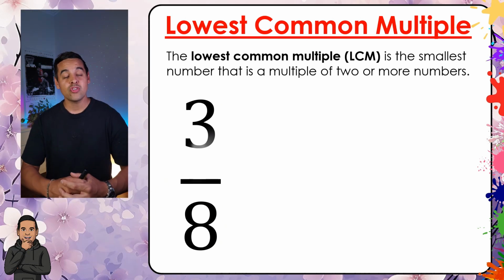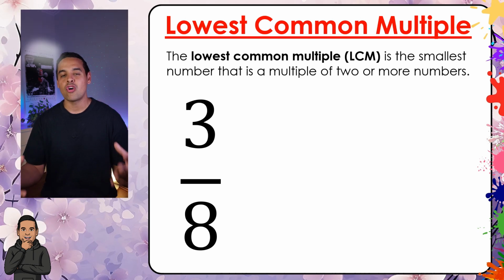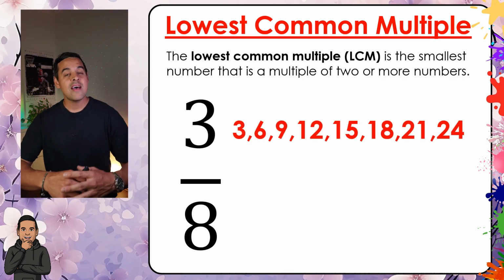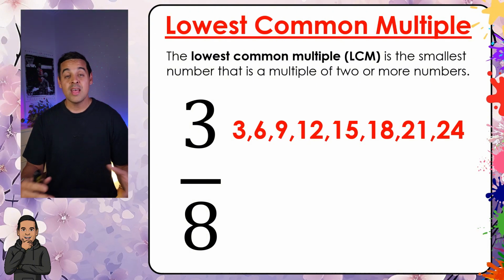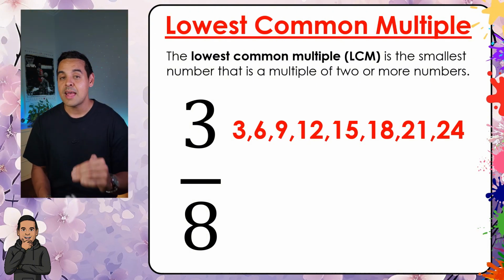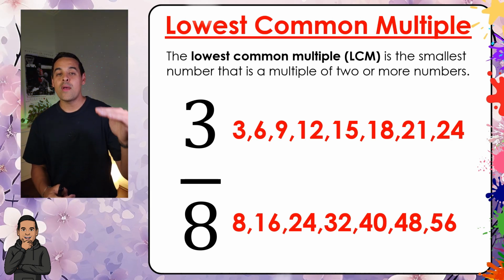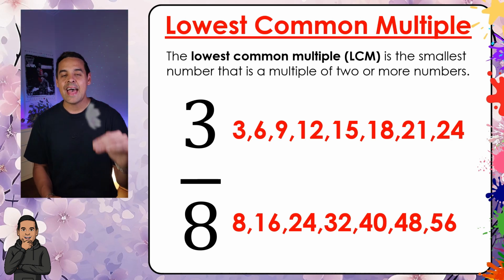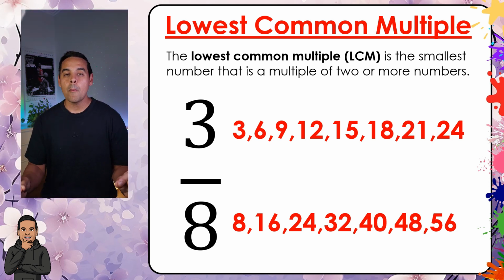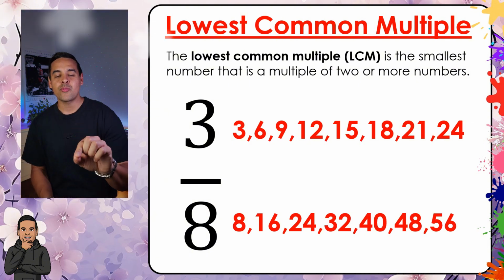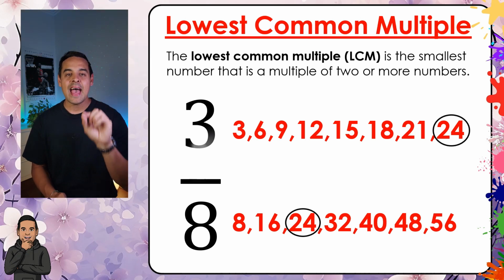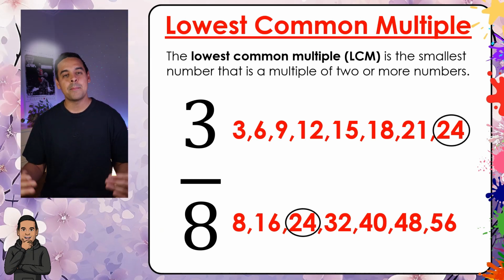First of all, if you're not sure, a multiple is basically like your times tables of a given number. So I have written down the first few multiples, the first few in the times tables, of the number 3. I'm also going to do the same thing for the number 8. Think of it like this: we have the 3 times tables and the 8 times tables. The lowest common multiple shared by both the 3 times tables and the 8 times tables is the number 24.